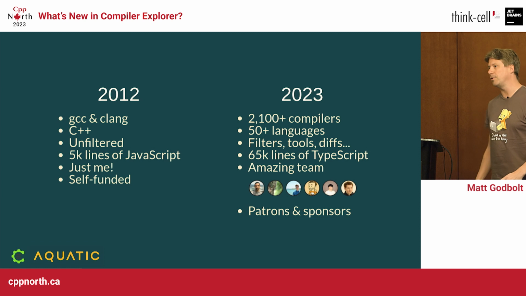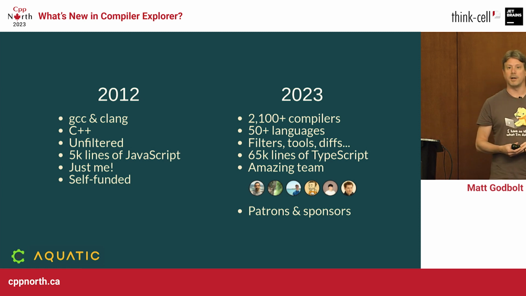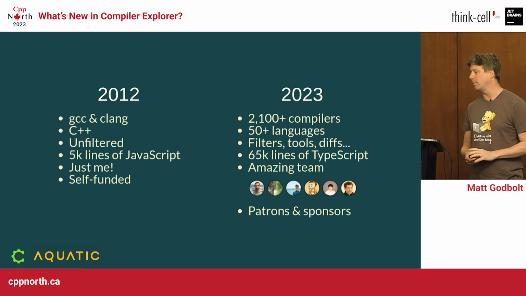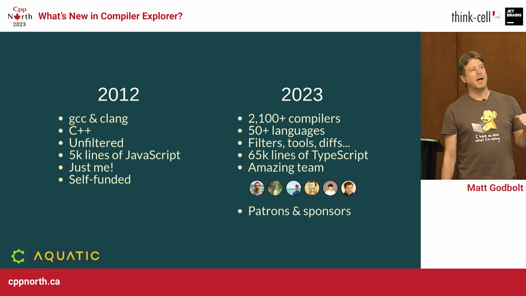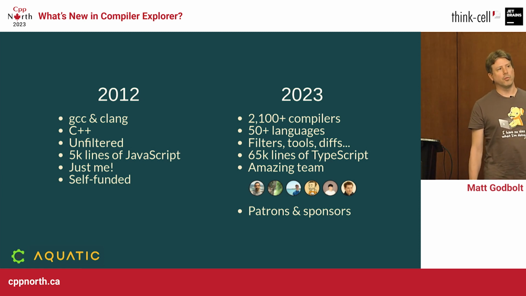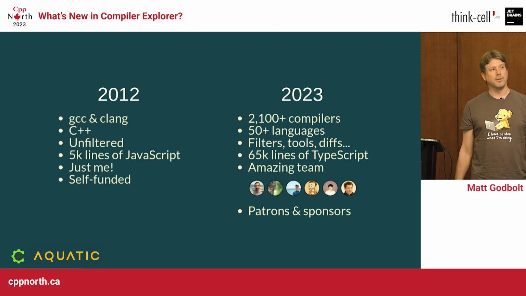Fast forward to 2023, we now have 2,100 compilers or more, which is a lot of compilers. We support more than 50 languages, including Zig, we were talking about beforehand. We have a number of filters, tools, diffs, loads of stuff that I'm going to go into today.